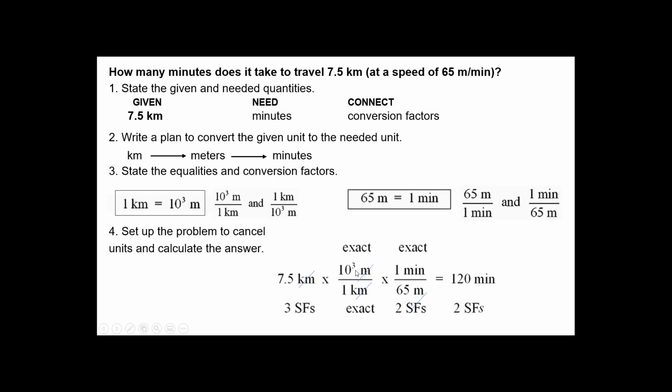There's two things you need to notice here. We want to get rid of meters, and we need for this to end in minutes. So the minutes has to be at the top, and the meters, this should cross over here, needs to be at the bottom to cancel out. And we should have 120 minutes as the answer.